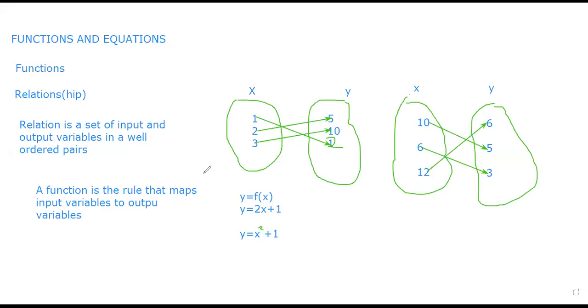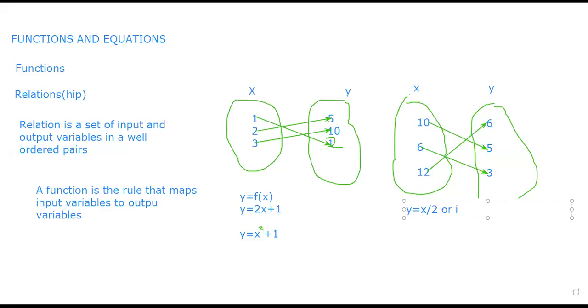Obaya, mute yourself. Okay, so who can help me with the rule for the second one? Yes, Nyantechi. Unmute yourself. Y is x over two or half x. Okay, so Nyantechi is telling us that for the second one, the rule is that y is equal to x over two or half of x.